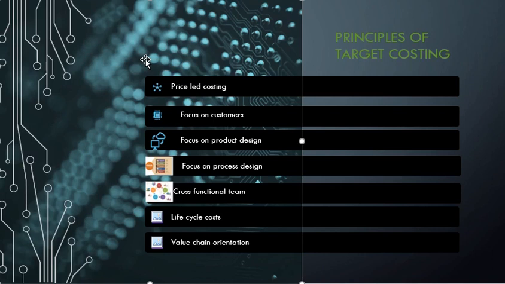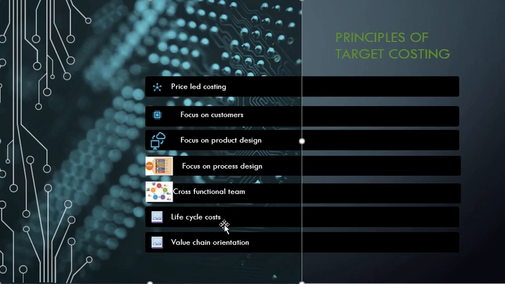It can be from the research department, it can be from the finance department, it can be from the HR department, the marketing department. Only when each department contributes their efforts in controlling the cost can target costing be achieved. So it is a cross-functional team. Only when all the teams work together across functions can target costing be achieved.